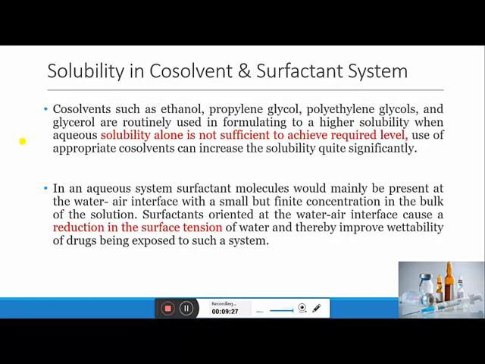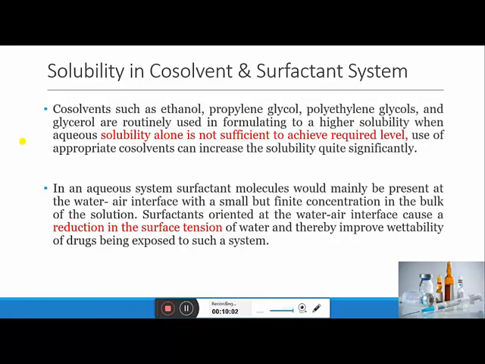Now, solubility of a drug substance with the help of a surfactant system. A surfactant consists of a hydrophilic head and a lipophilic tail. When surfactants are added into the system, they mainly orient themselves at the air-water interface, and as they occupy the interface or boundary, they have a tendency to reduce the surface tension of water. As they reduce the surface tension of water, it improves the wettability of the drug with the solvent, and so the solubility of the drug improves in the vehicle.